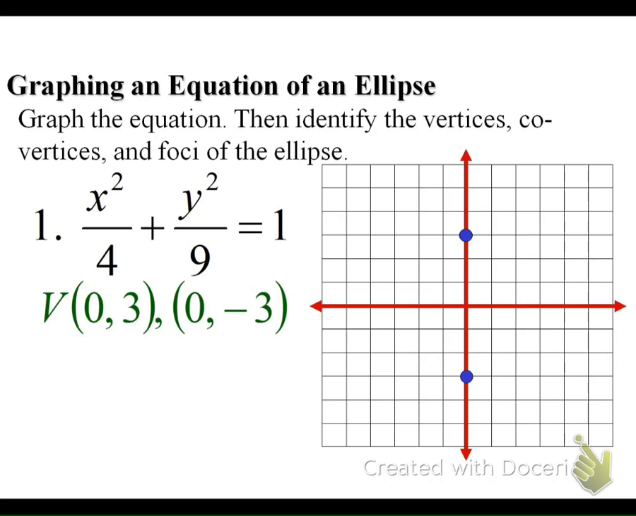Co-vertices are going to be where? 2. Yeah, 2 in either direction, left or right from the center. So I will have a co-vertex at 2, 0, and one at negative 2, 0.